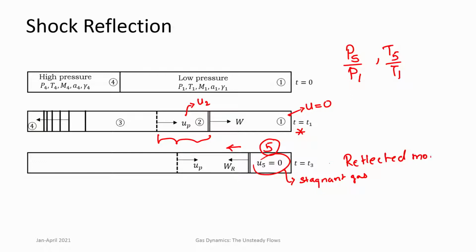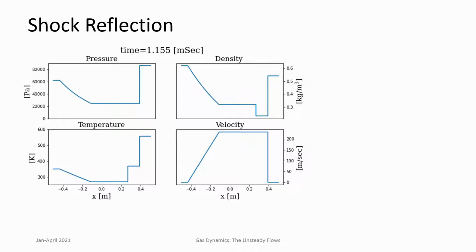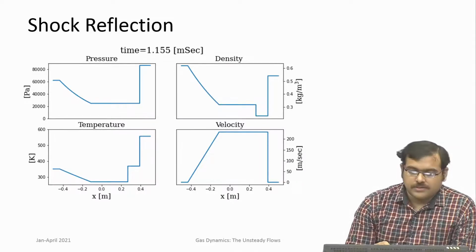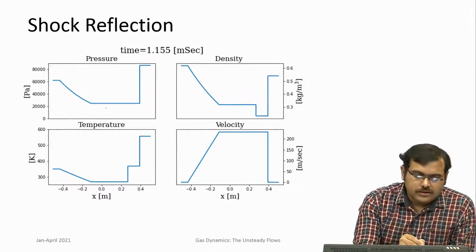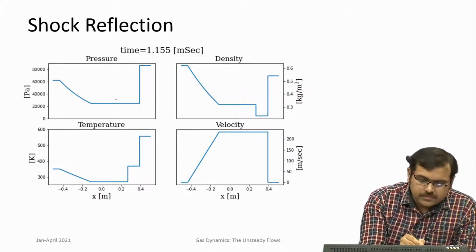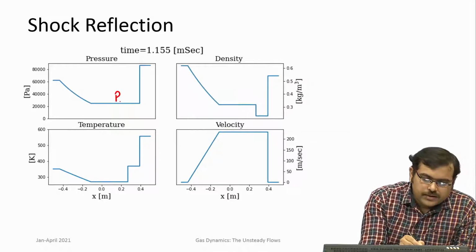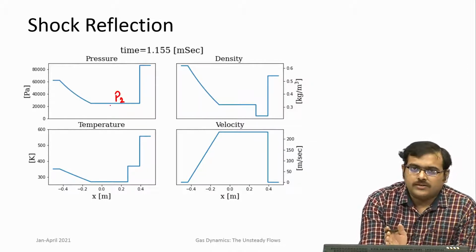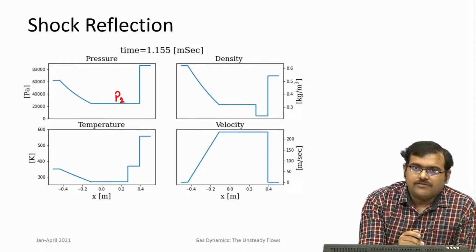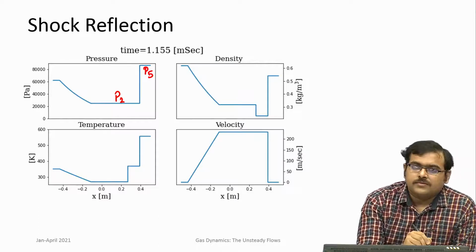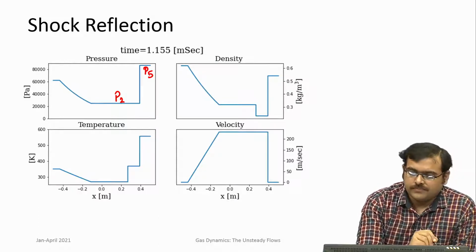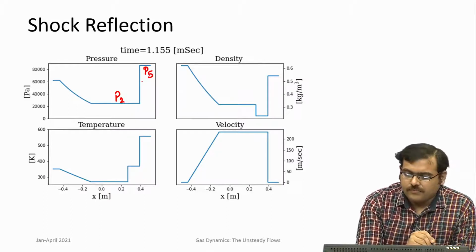of operation. Okay. So let us look at this. Now you see what happens upon reflection, the same shock tube problem which we started with. Now this is a pressure profile. We were having P2 here, P2 remains constant, but the moment reflection of shock happens, you can see the sudden jump that is produced by the reflected shock. Okay. So this is P5.